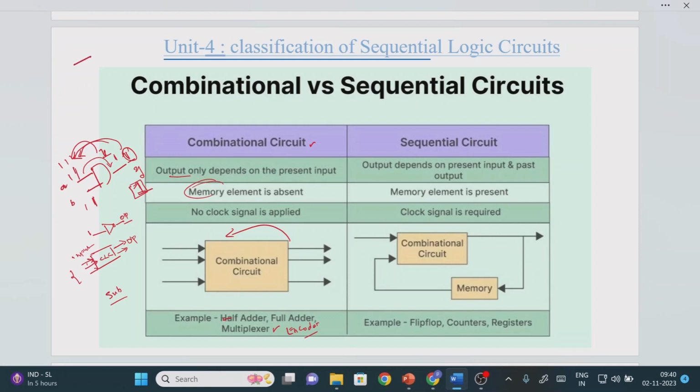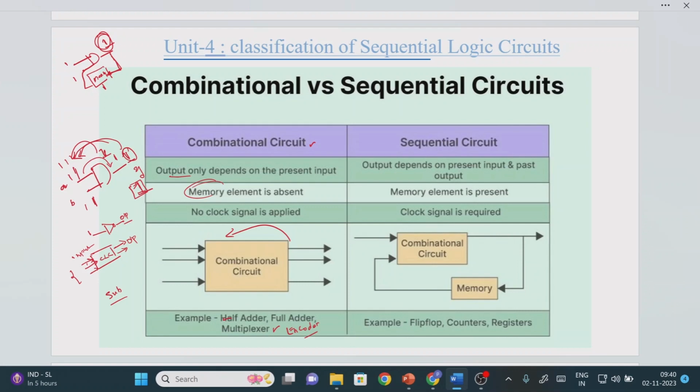So instead of doing that, for example, suppose this is my combinational logic circuit, and it is producing the output 1. By using some memory element, let this be my memory element, whatever output is produced here, I am going to store it here. Next time, whenever it is required, we can call this output, so that we will get the same output value, right?